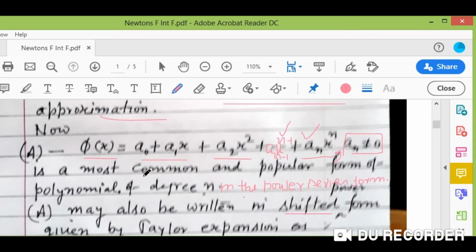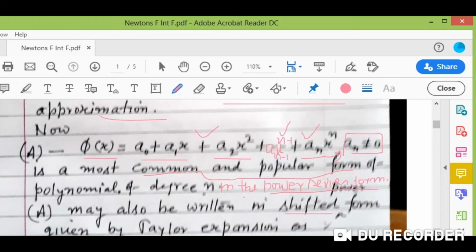If you look at this polynomial, this is a very popular form of the polynomial, the power series form. If you remember the term power series, it is a very important and useful topic in the subject of real analysis, or you can say applied real analysis.